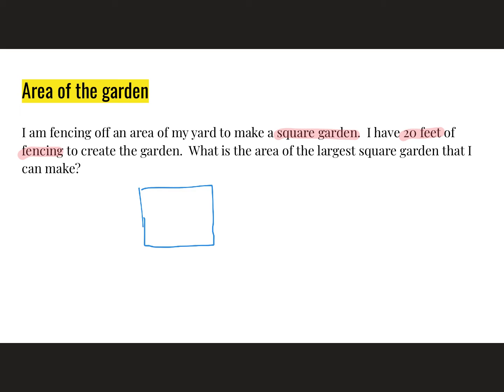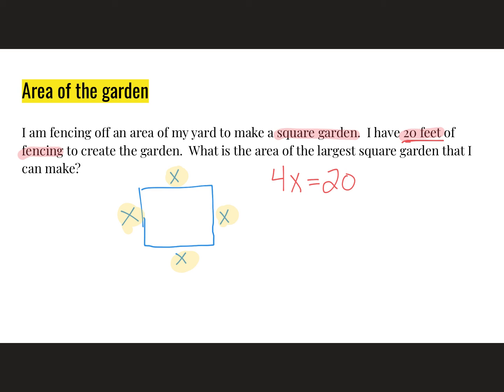I know that all the sides on a square are the same length. So I'm going to say that is x plus x plus x plus x. Sorry, I like using x's. They're easy. So I know that x plus x plus x plus x has to be 20 feet. I know that because that's how much fencing I have, and the fence has to go all the way around. So I know 4 x's has to equal 20.